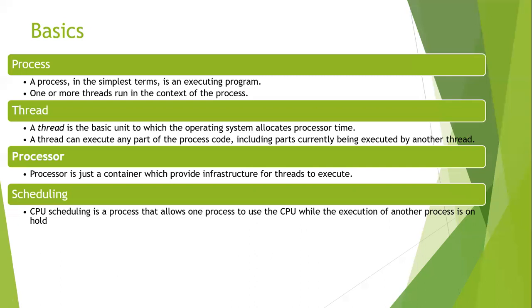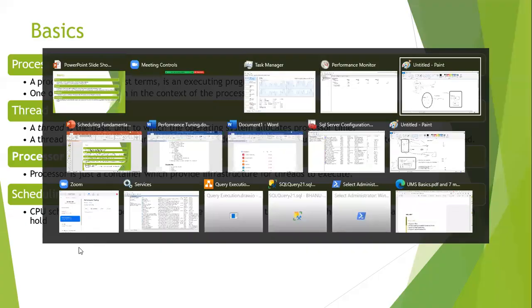Just normal scheduling. If you talk about SQL, we have scheduling, right? In SQL jobs, we as the job creator decide when to execute that job. Likewise, for threads or workers, especially threads, the operating system will decide when to execute those threads on the CPU, right? That is the simple definition. CPU scheduling is a process that allows one process to use the CPU while the execution of another process is on hold. What does it mean?